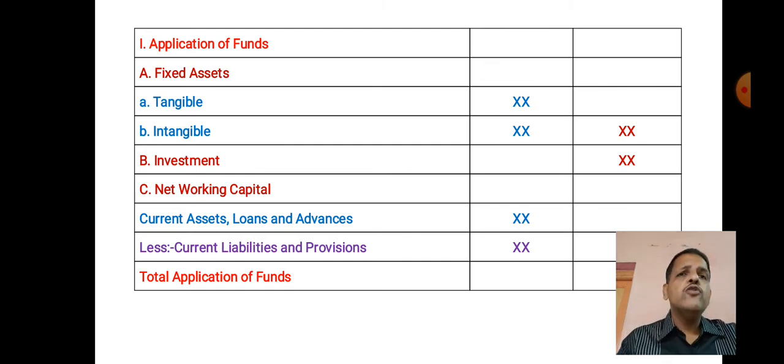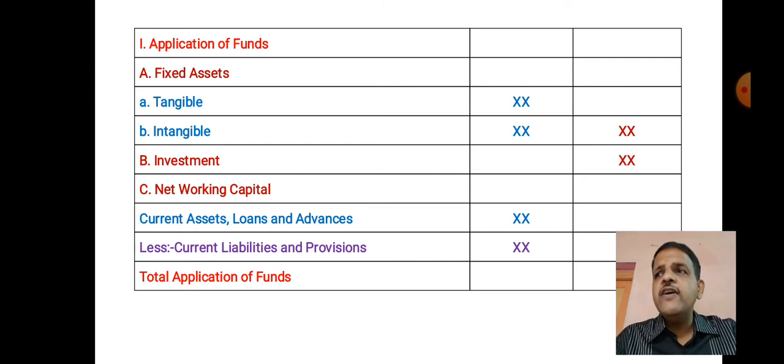Now when we get total sources of fund, it should always be equal to the total of application of funds. Now application of funds means use of the funds we have raised. There are three major heads under application of funds. One is fixed asset, second is long-term investment, and third is net working capital. We will see one by one.